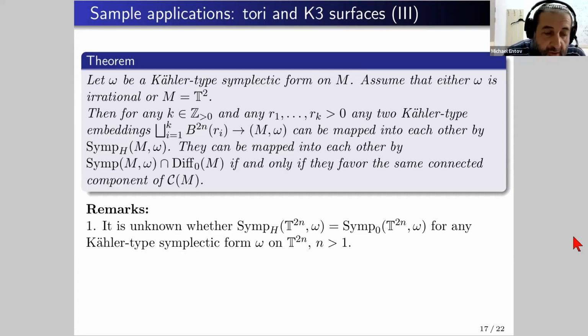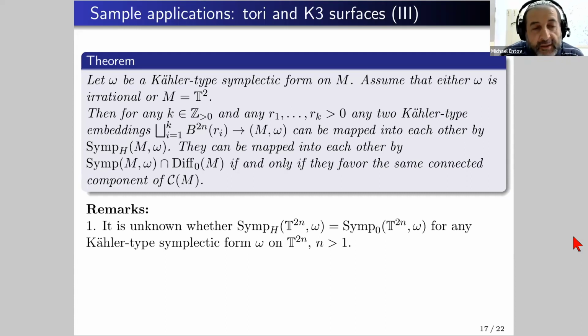Okay, a few remarks now. It's a well-known open problem, listed as an open problem in the McDuff and Salamon book, whether Symp_H is actually equal to Symp_0, for tori, and greater for higher dimensional tori, for T4 and higher. Is it true that any symplectomorphism acting trivially on homology is actually symplectically isotopic to the identity? That's a well-known difficult open problem.